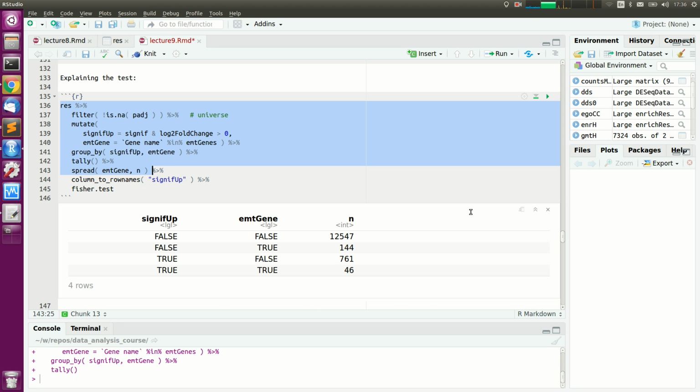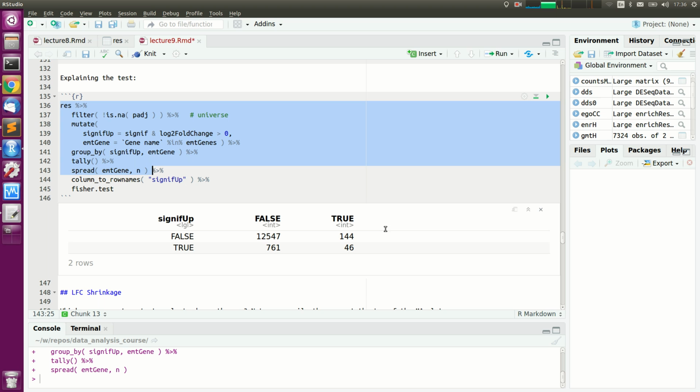This is maybe easier to see if I write it in this kind of table. And now we can see what enrichment means. We can ask what is the proportion of significantly upregulated genes among the non-EMT and among the EMT genes. And you see it's much higher among the EMT genes.